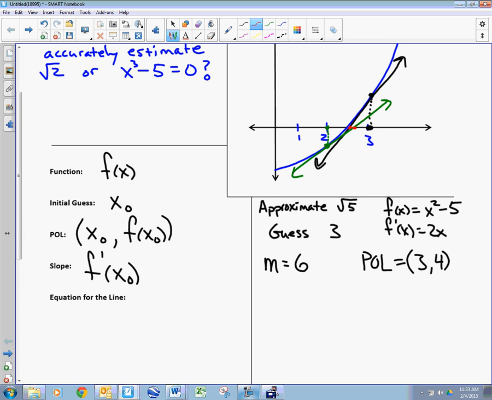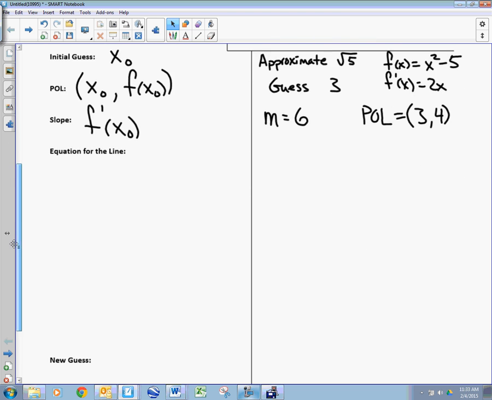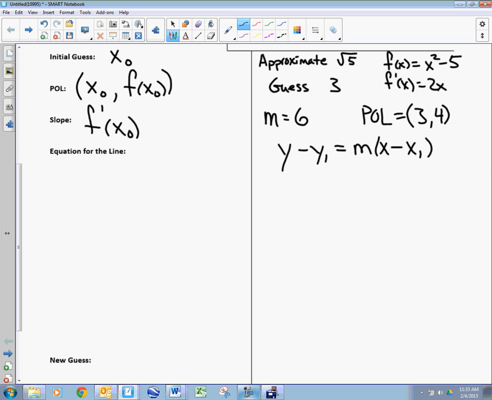Instead of what? Because 3 is just this one problem. I'm going to derive a formula for us to use all the time over here, okay? All right. Now that we have a point and a slope for the line, let's write an equation. y minus y1 equals m times x minus x1. y minus what? 4 equals m times x minus 3.